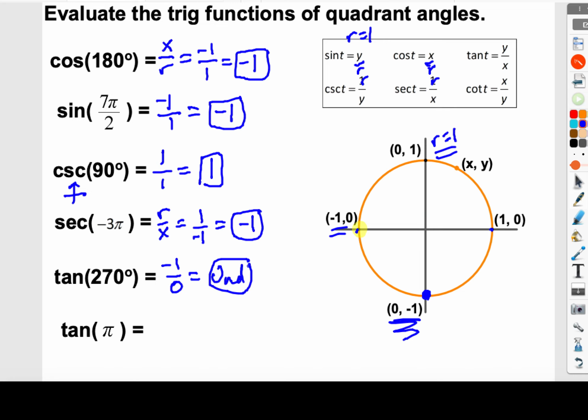And then finally, tangent at pi. We're over here on the left. Same thing, y over x. This time we would flip those numbers around, and we get just 0. Realize that for the quadrantal angles, a lot of times you're either going to be a 1, a -1, or else you may be 0 or undefined. Make sure you work that out using those coordinates, because we're not going to be able to draw a right triangle for those quadrantal angles.